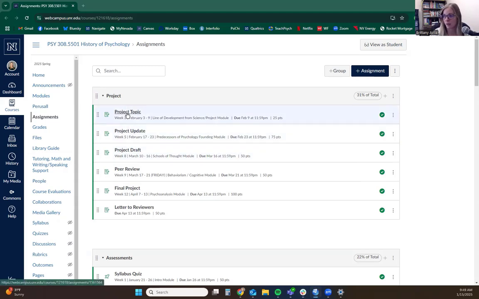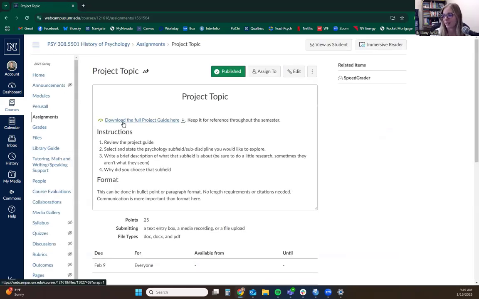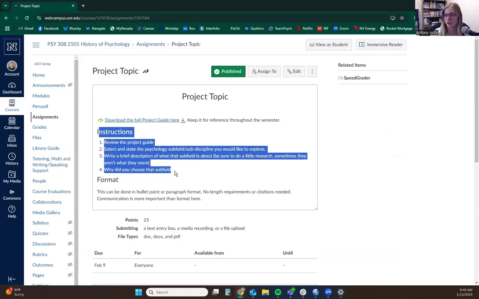The instructions should be located in multiple spots, but let's go to project topic first because that's the first thing you're going to do. And you can see the instructions here. The instructions for this are just for the project topic. If you've read through the syllabus, you know that this project is broken down into stages to make it a little bit easier to help with time management and to get you started on it earlier and teach you how to go through a project in stages.